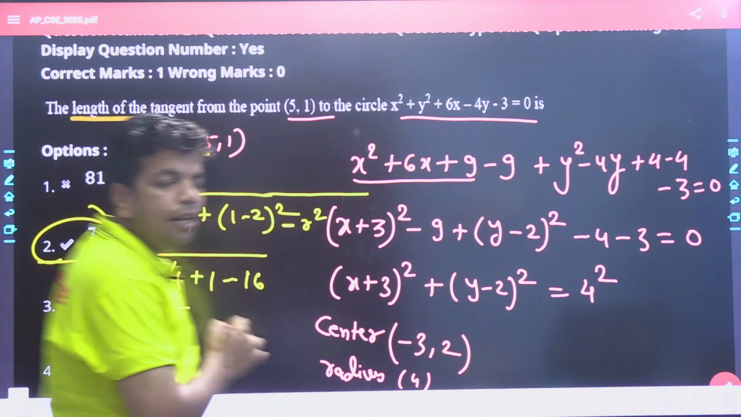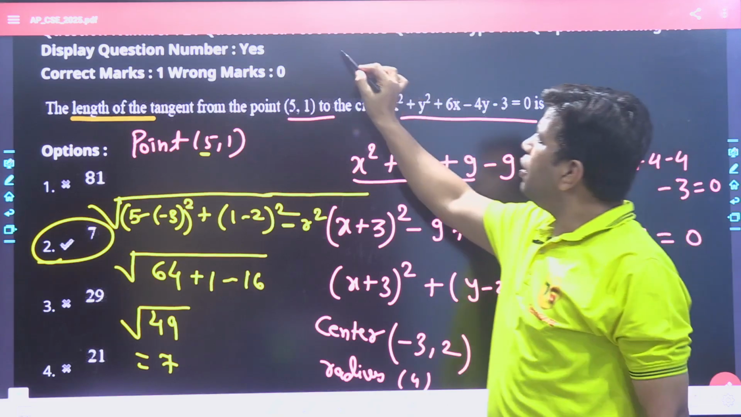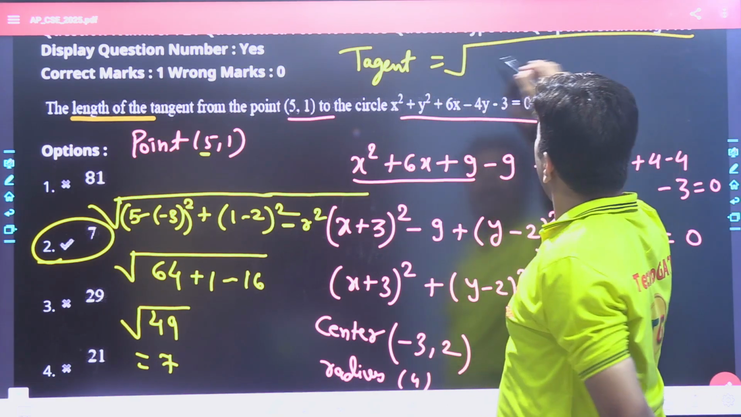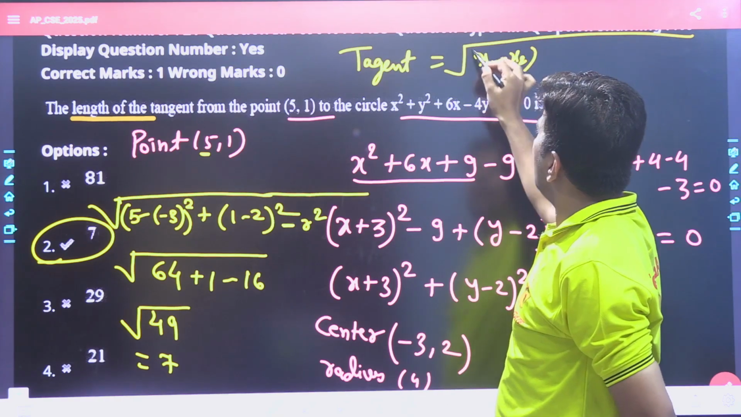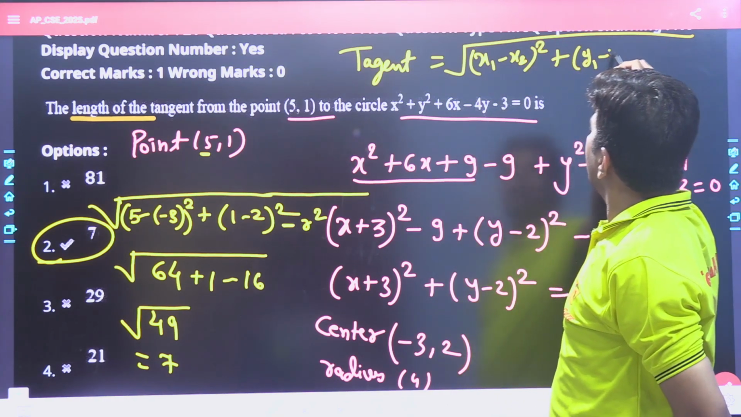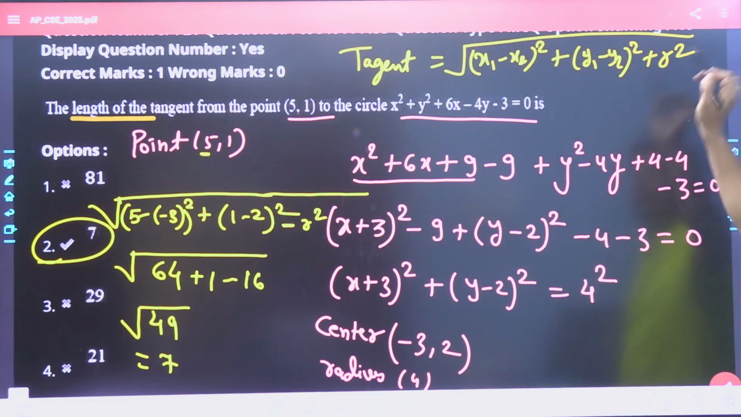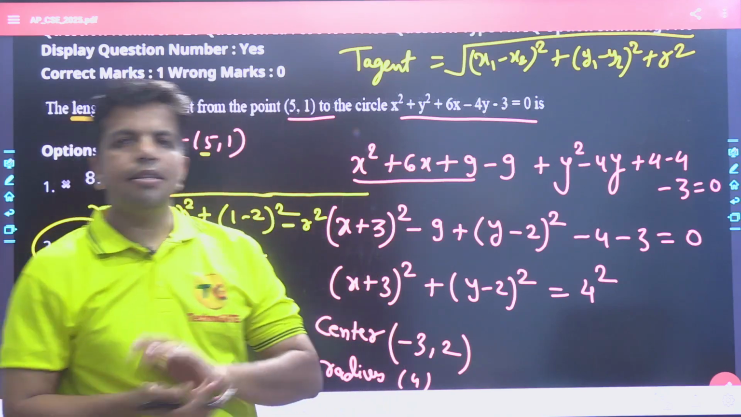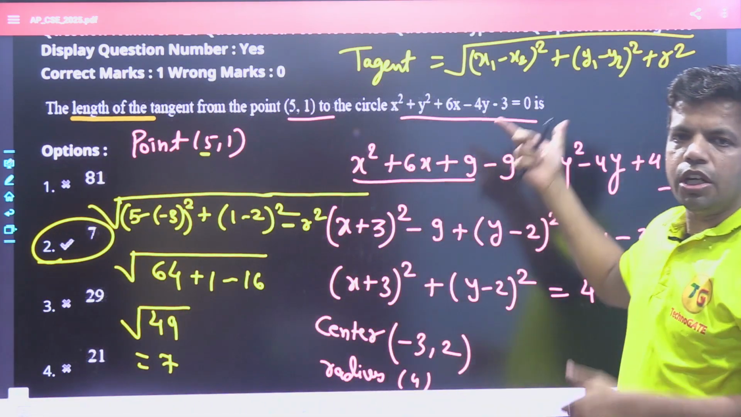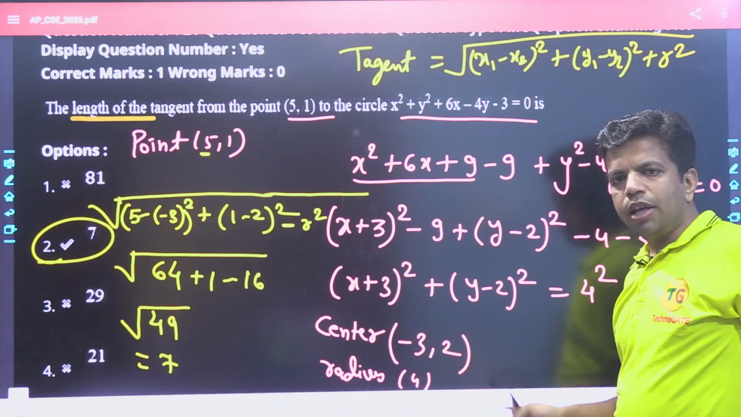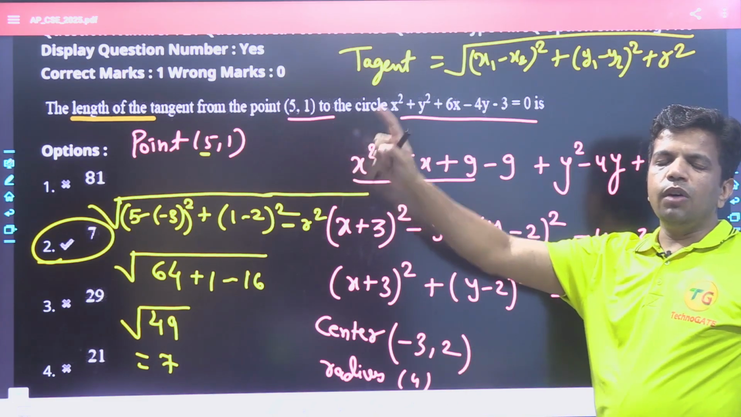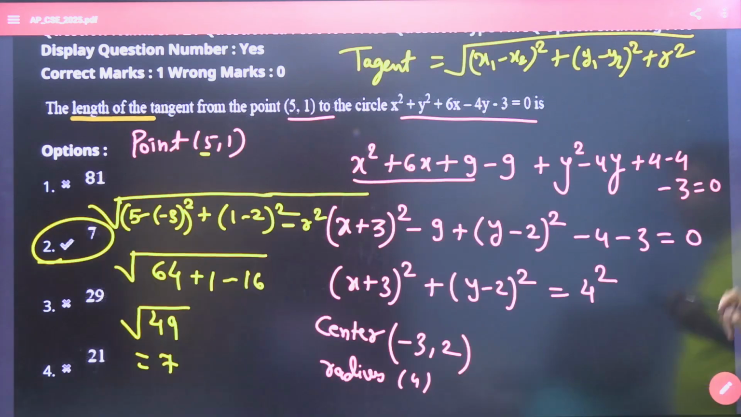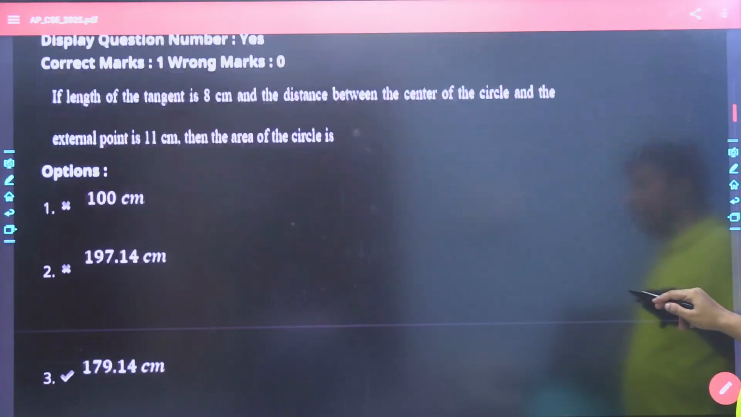So here you can see that simply the formula to calculate the tangent is the square root of (x1 minus x2) square plus (y1 minus y2) square minus r square. Here x1, y1 is the point, x2, y2 is the center and r is the radius. So simply you need to convert that equation into the center radius format, so you can calculate these two terms. The point is given to us. Just apply the formula and you get that particular answer. Got it? Let's move toward the next question.